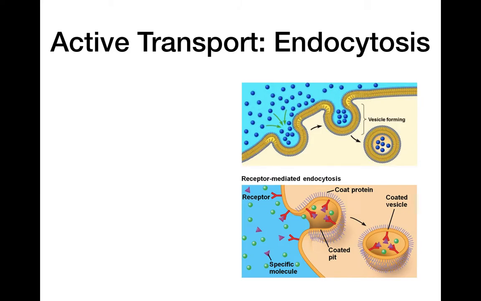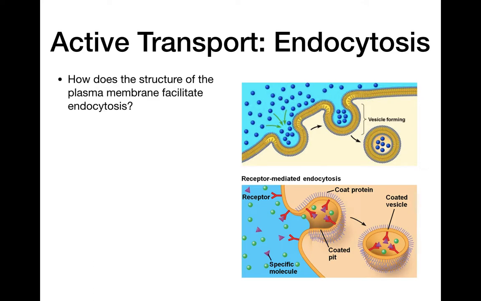Okay, let's talk about endocytosis. So endo, we know, means inside, and cyto is the cell. So endocytosis is the process of bringing things into the cell. The membrane structure is a huge part of what allows this process to happen.